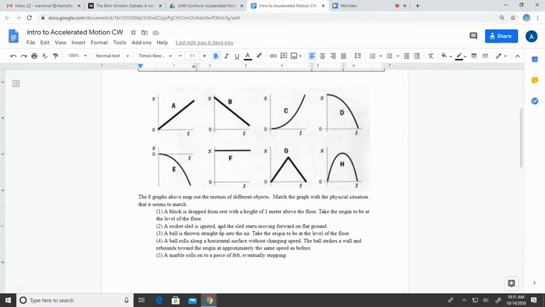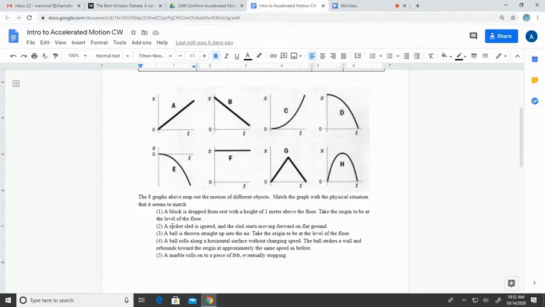All right, now we're going to go 2 at a time, so we're going to start with just the first 2. If you could pause the video, take as much time as you need, and then once you have an idea, come back and we'll talk about scenario 1 and scenario 2. Scenario 1: a block is dropped from rest with a height of 1 meter above the floor. Take the origin to be at the level of the floor, which basically means the floor height is 0.